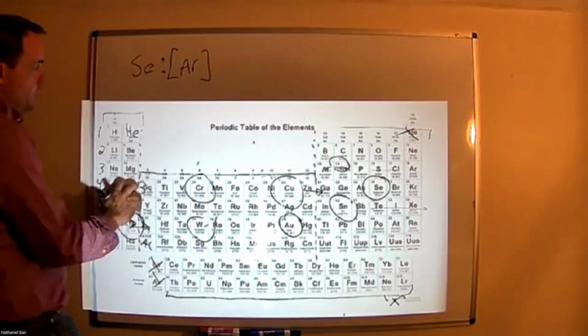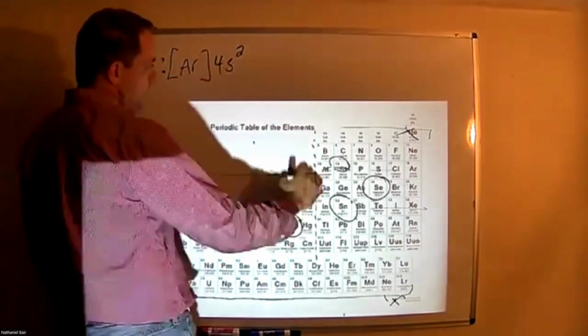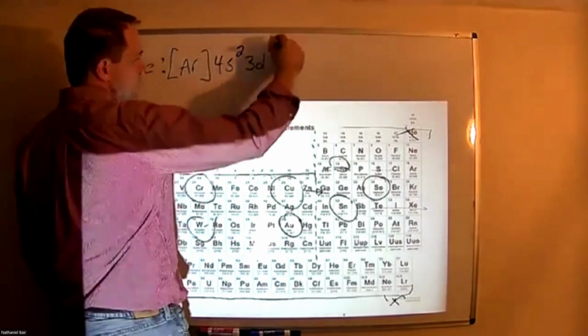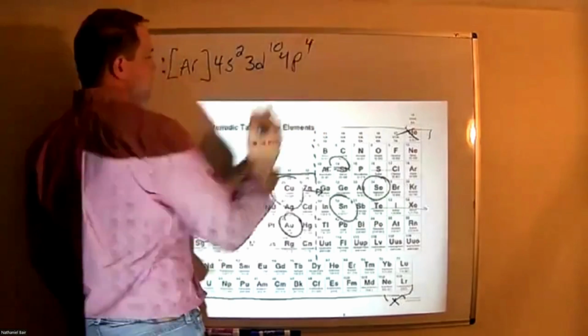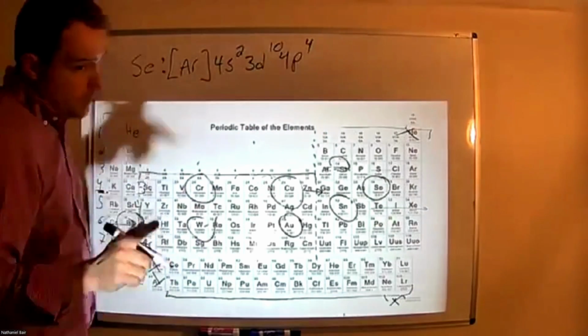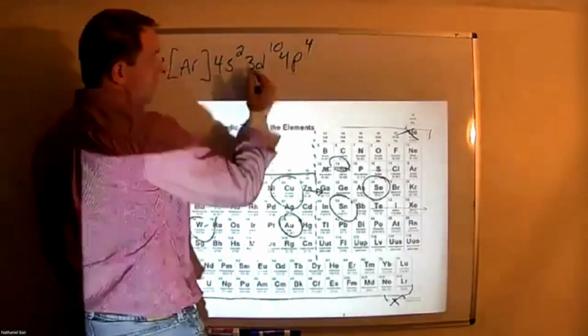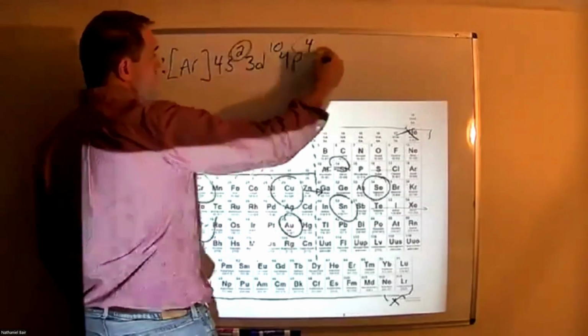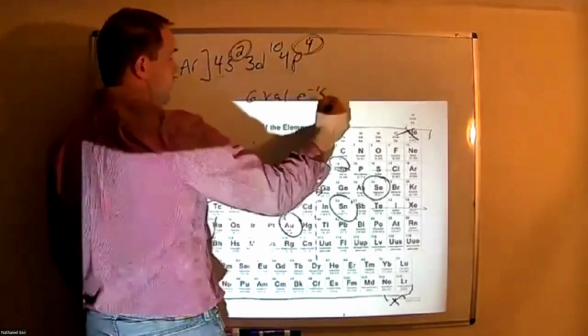And then it's going to be a 4s2. Then it's going to be a 3d10. And then selenium is going to be a 4p4. You've got to be careful here. My highest energy level is the 4th energy level. I have 2 here and 4 here. That's 6 valence electrons.